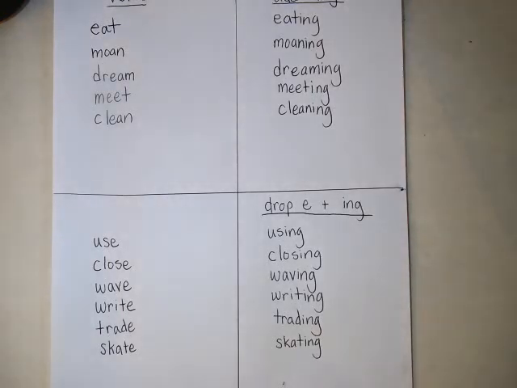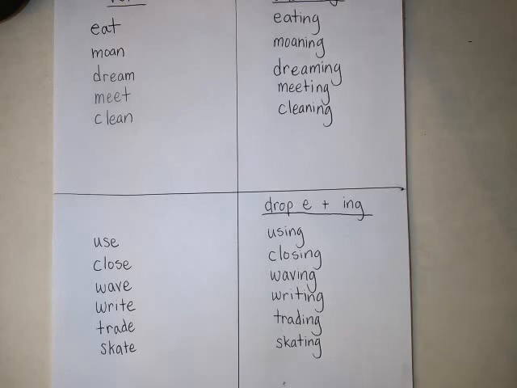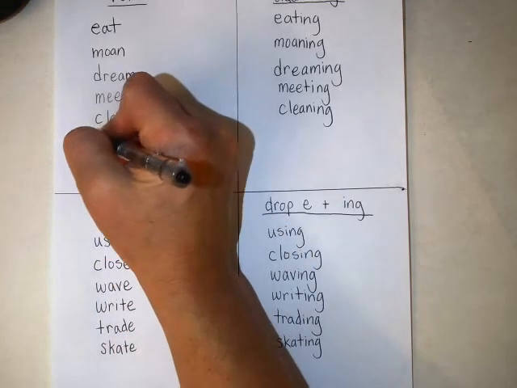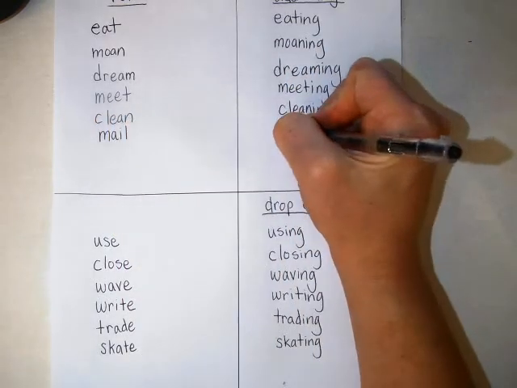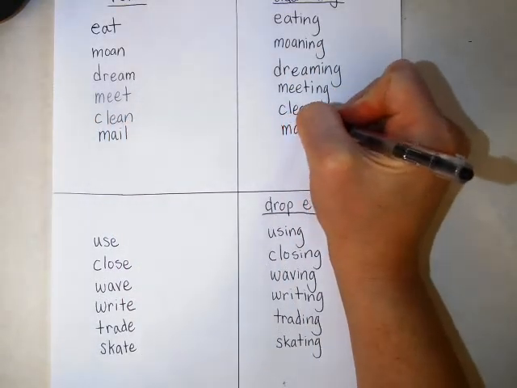And last but not least, mail and mailing. Please mail this letter for me. I'm mailing it right now. Okay, I'm going to put it right over here. There's no E on the end of mail. Mail and mailing.